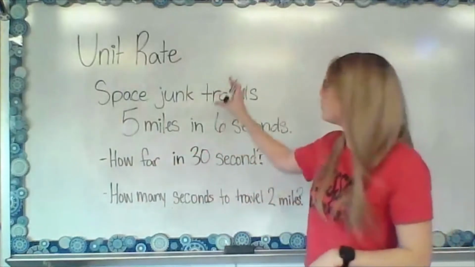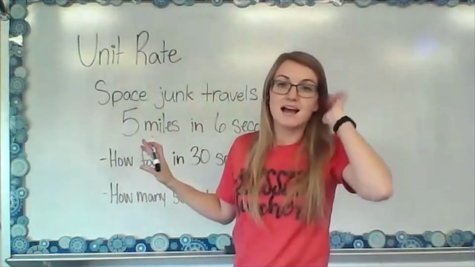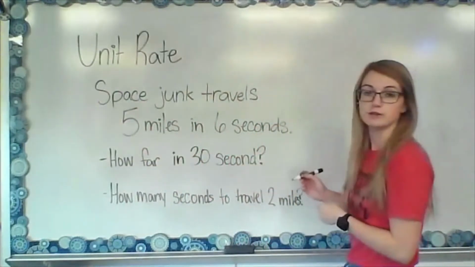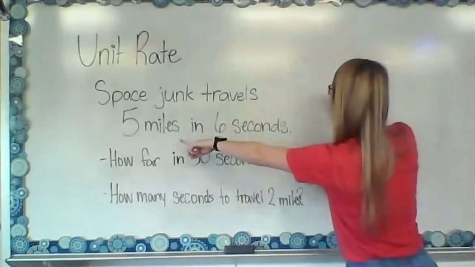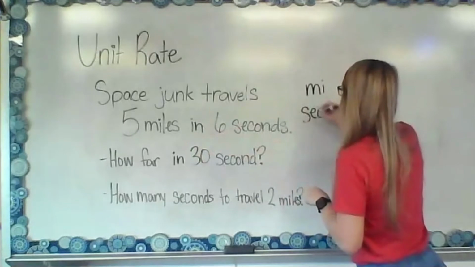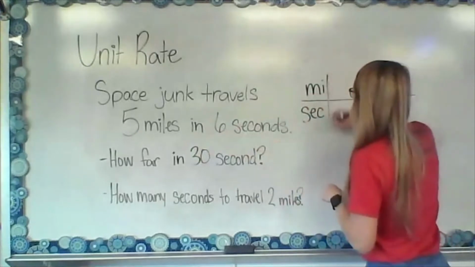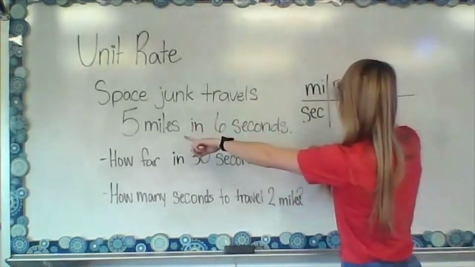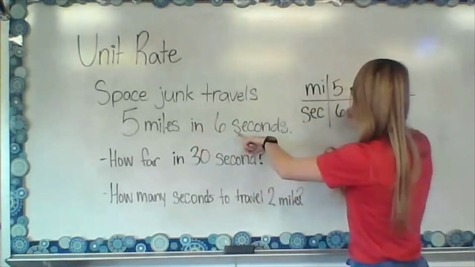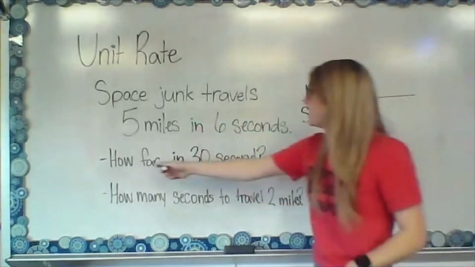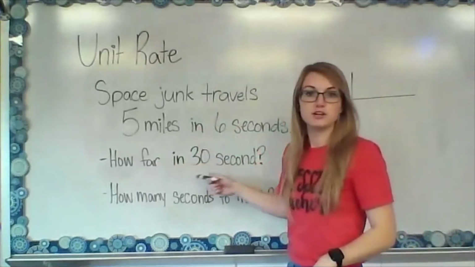Okay, but before I really even do any math, I'm going to start with a table. That is always your best bet when we're doing ratios. Okay, we're comparing miles to seconds. So my table is going to look like this, all right? How many miles? It travels 5 miles in 6 seconds.